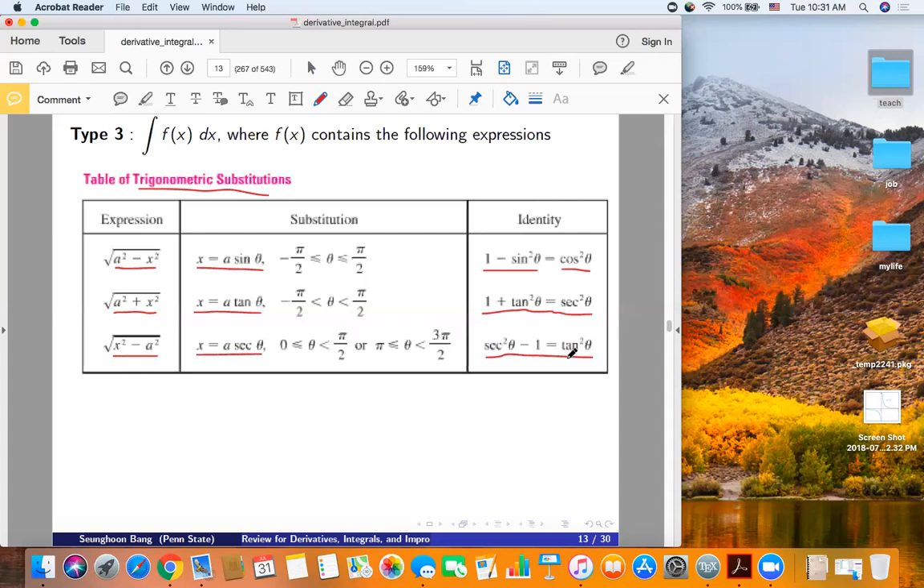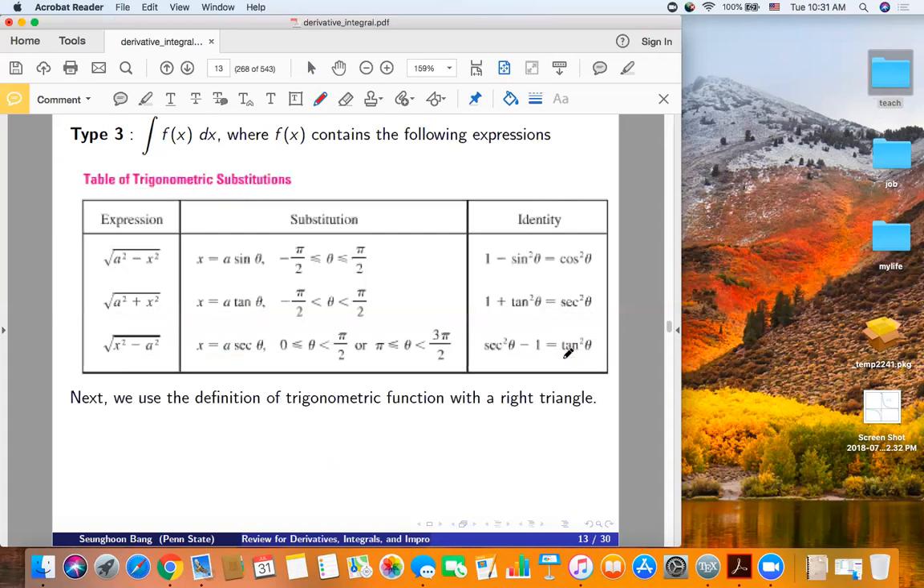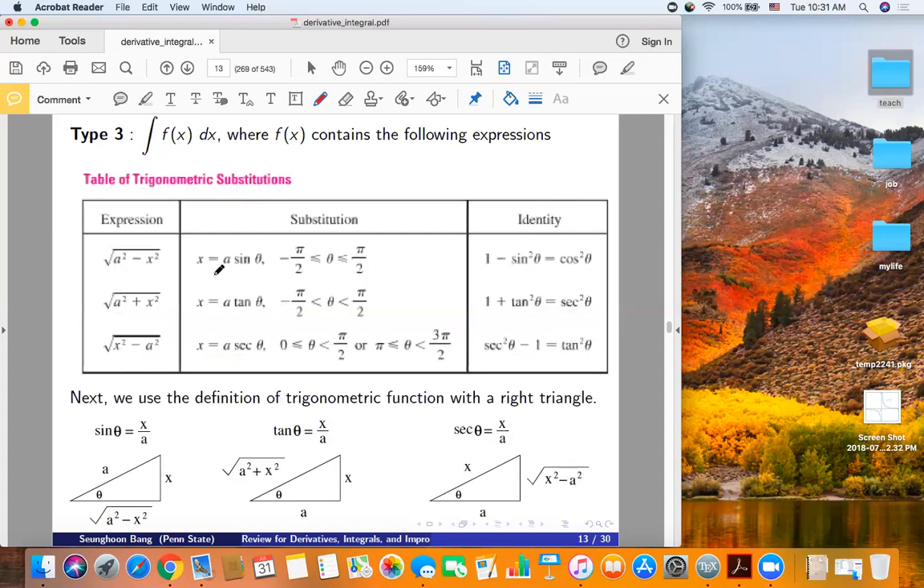The next, how can we change theta back to the x variable? We use an identity here. So divide by a, so like this, a is crossed out. Sine theta is x over a. So here you can draw a triangle. You can find x over a. How can you find the square root of a squared minus x squared? We use the Pythagorean theorem.